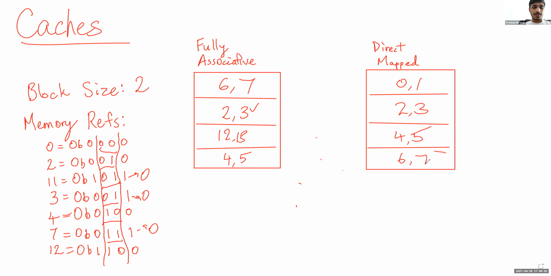And then finally, with 12, we have that 1, 0 again. So that translates to 2, 0, 1, 2. That's going to replace the 4, 5 entry.